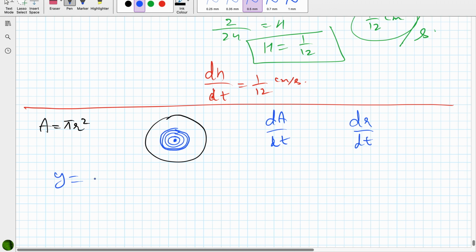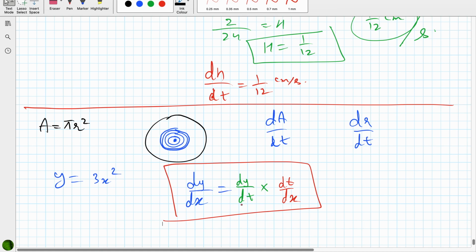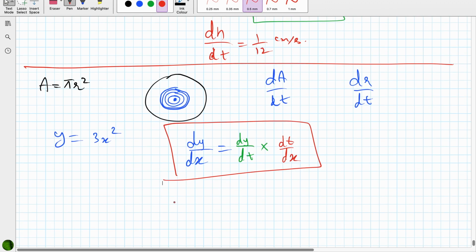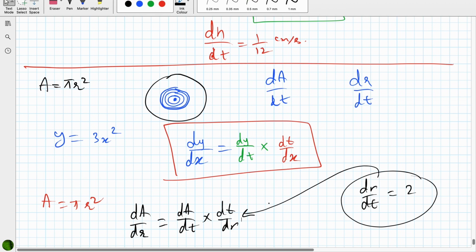Normally we discuss y equals something, suppose 3x square, and we can find dy by dx. So the relationship between them is dy by dx equals dy by dt times dt by dx. See closely, left hand side is equal to right hand side. If you simplify, dt would cancel out. For area and radius, the equation would look like dA over dr equals rate of change of area times dt over dr. If in a question you are given dt over dr, whatever the value is, when you plug it in here, you will take the reciprocal. Left hand side should be equal to right hand side.